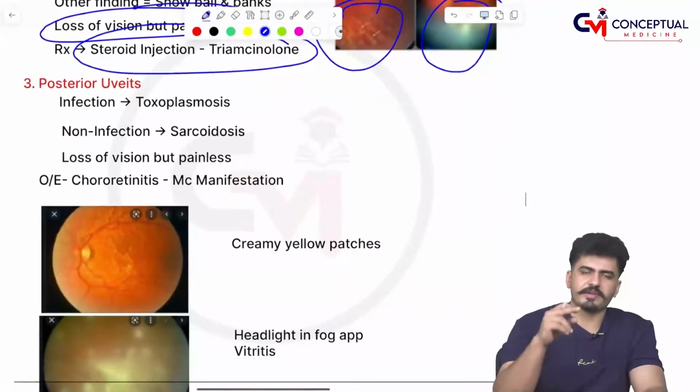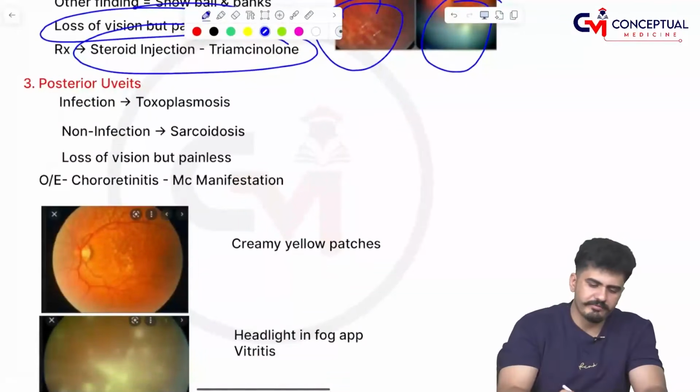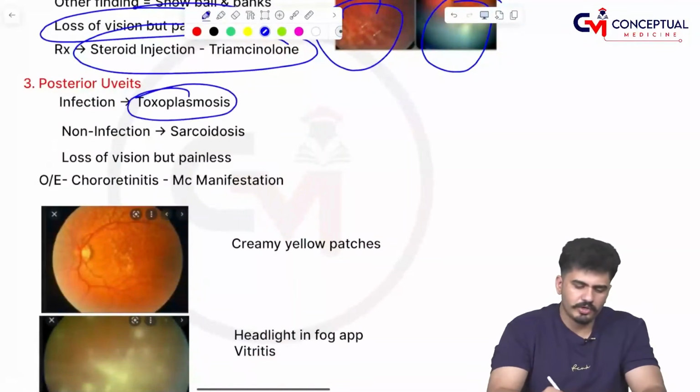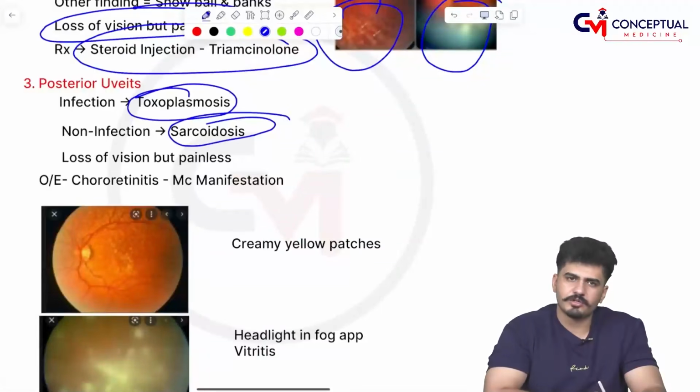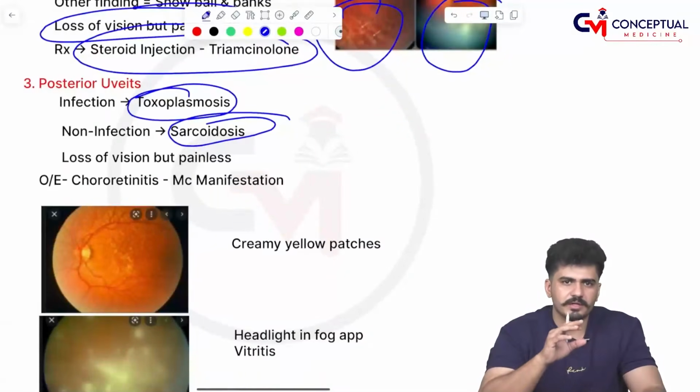Posterior uveitis has infectious and non-infectious causes. In infectious, toxoplasmosis; in non-infectious, sarcoidosis. Loss of vision is again there, but painless loss of vision. What other finding are you going to see?